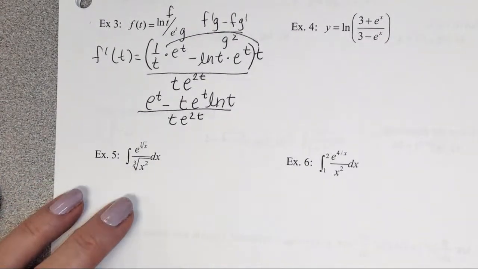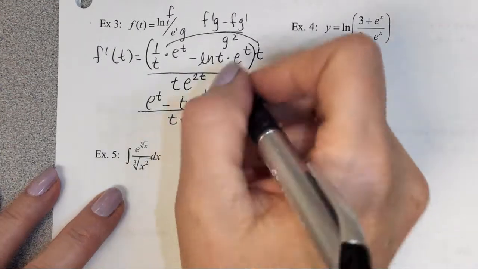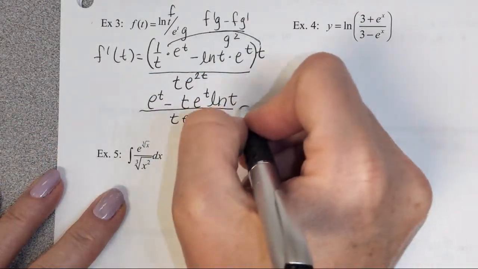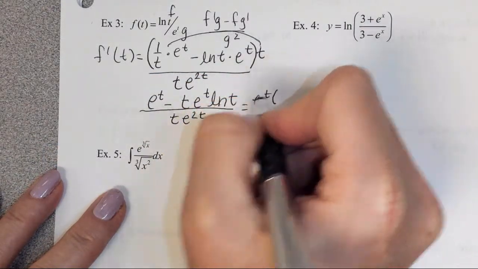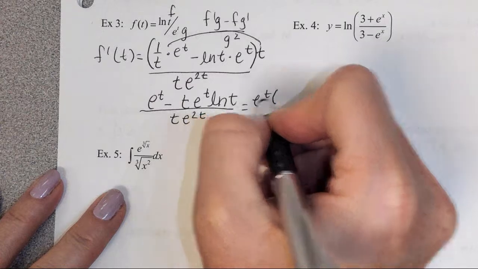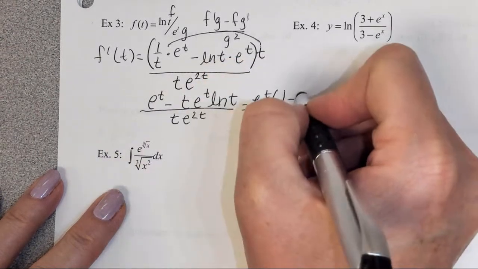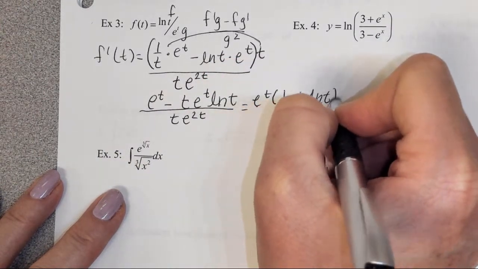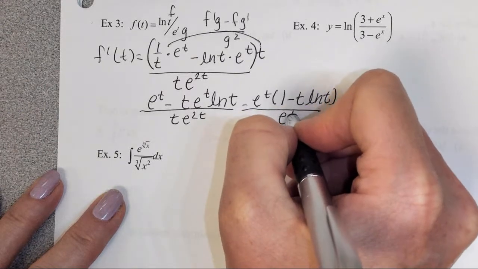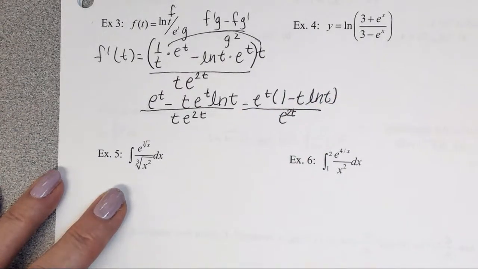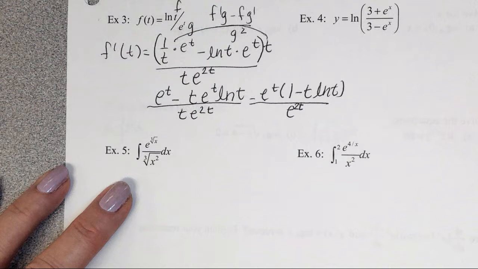That's not the answer you'd see in the back of the book, though. What would they do? They'd factor out an e to the t. So they would make it e to the t, and then e to the t divided by e to the t is 1 minus t ln of t all over e to the 2t. Can we do any more with it?